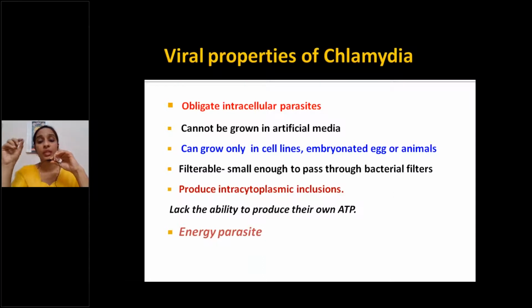So here, intracytoplasmic inclusions. What is an inclusion? First of all, an inclusion body means these are organism specific globular masses. Please remember, organism specific means if it is virus, viral specific; if it is bacteria, bacterial specific globular masses formed in the host cell. If they form in the cytoplasm, they are called intracytoplasmic inclusions. If they form in the nucleus, they are called intranuclear inclusions. These are the different viral properties exhibited by Chlamydia.